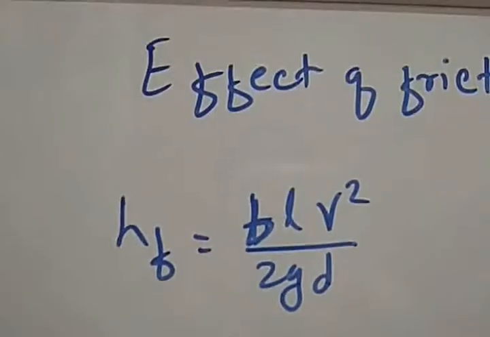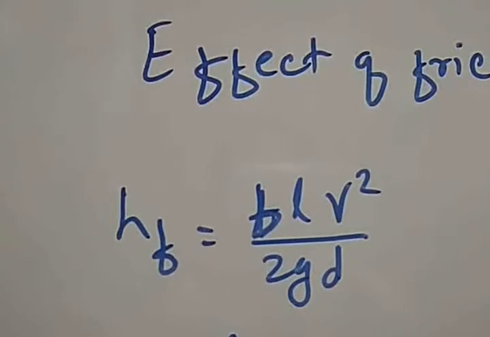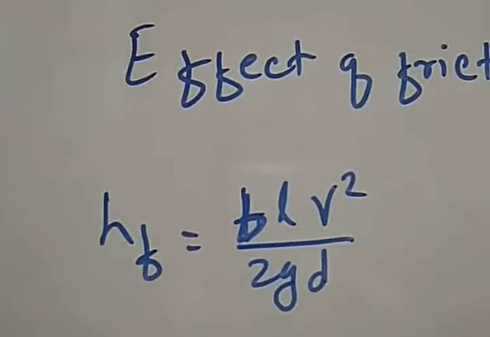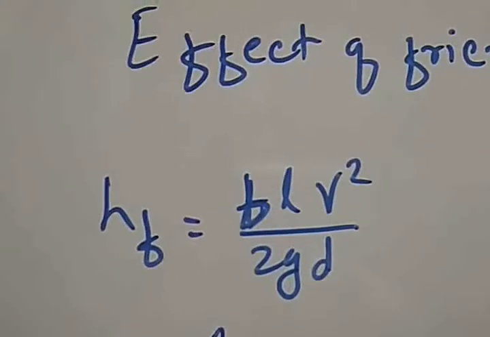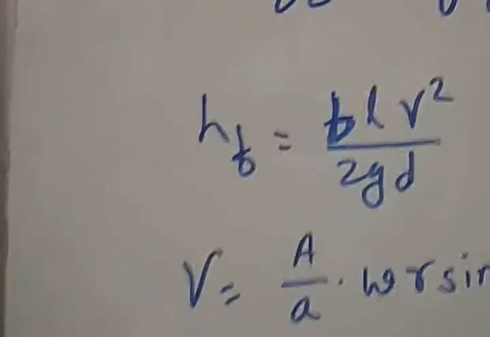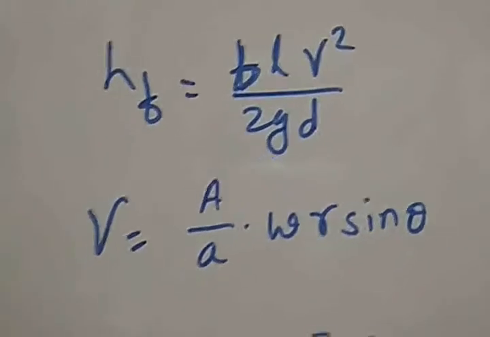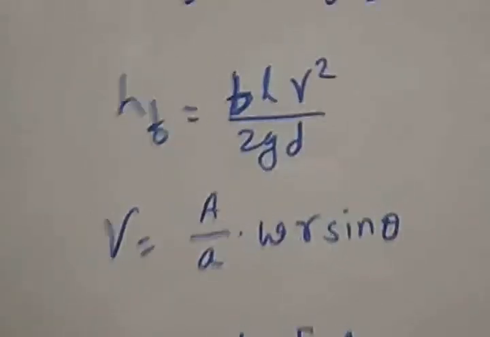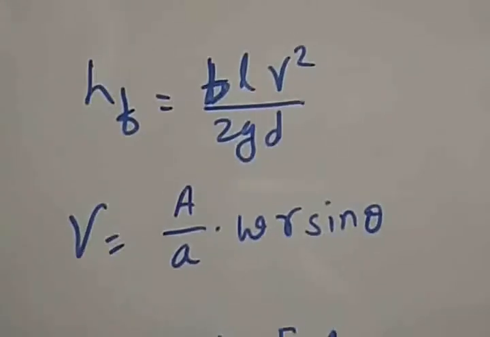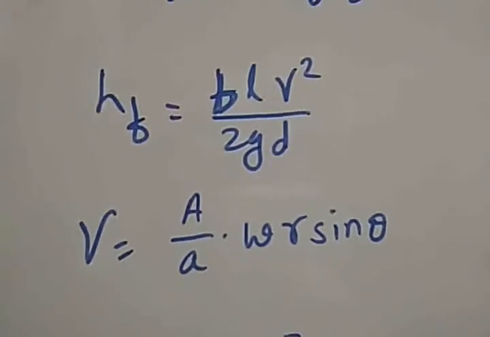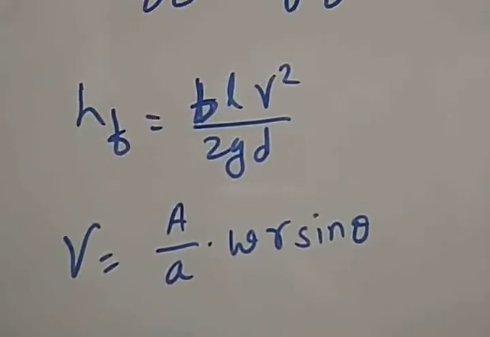We know that this frictional head is found by using the Darcy-Weisbach equation, that is HF is equal to FLV square by 2GD, where F is the frictional factor, L is the length of suction or delivery pipe, V is the velocity of flow or the velocity of liquid in pipes, and D is the diameter of pipes. This V is given by A by a omega r sin theta, where A is the cross sectional area of cylinder, small a is the cross sectional area of pipes, omega is the angular velocity of crank, r is the radius of crank, theta is the angle turned by the crank from its inner dead center.